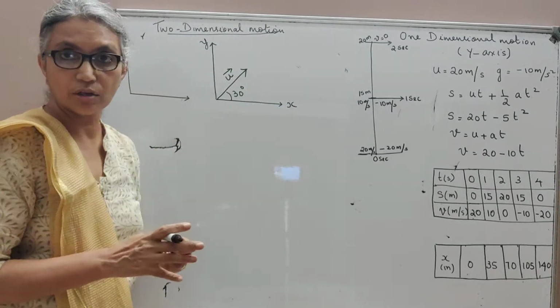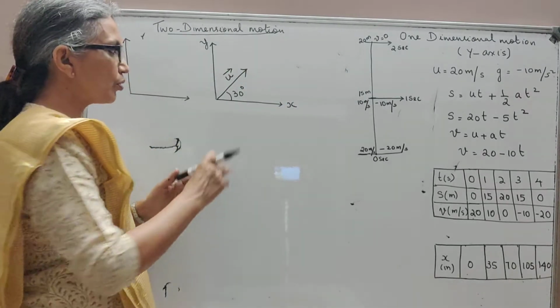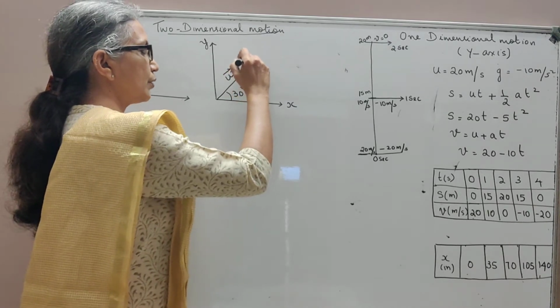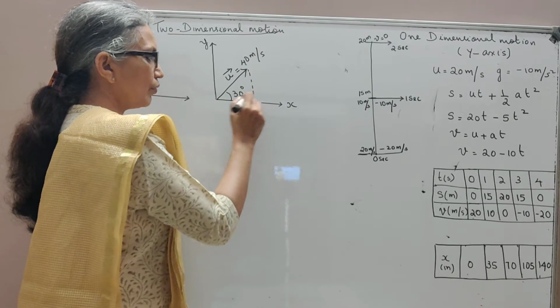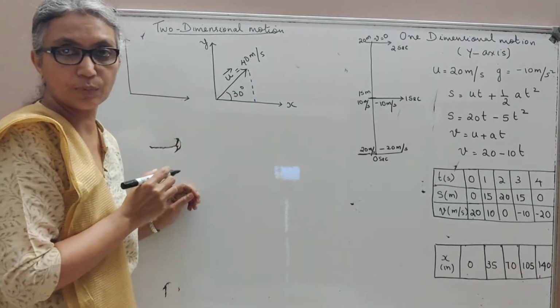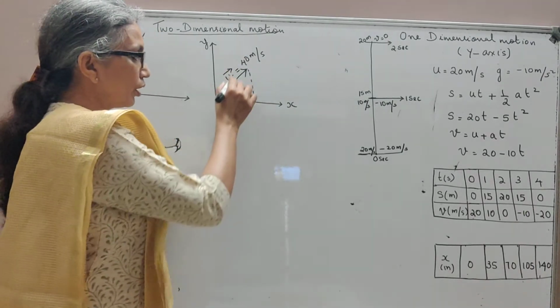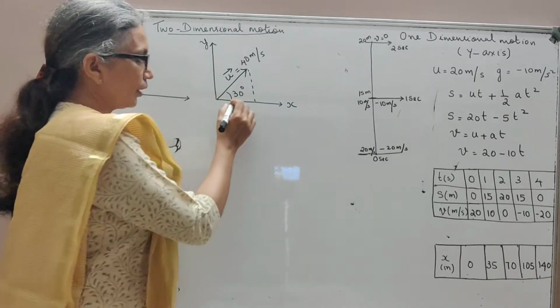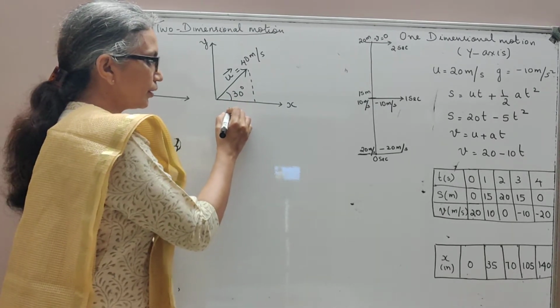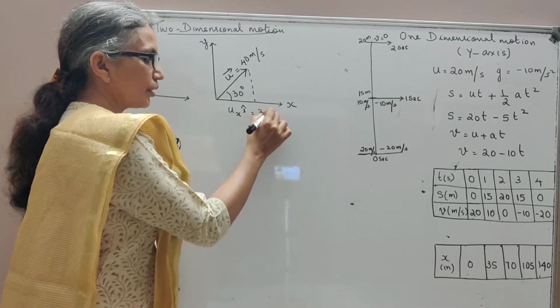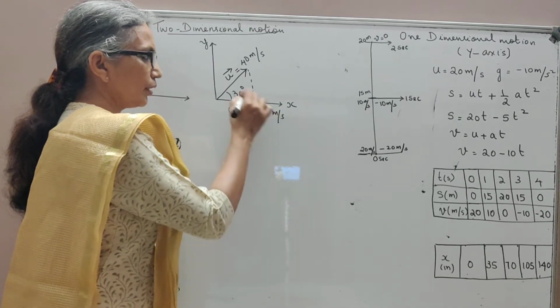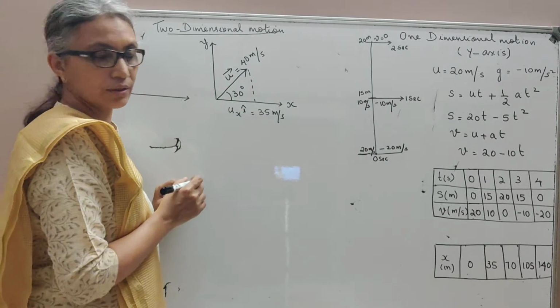Now already you know how to resolve the vectors. So if you resolve, for example, let me say this is 40 meter per second. In that case, this will be the adjacent side. I hope you know it is 40 cos 30, and you will get that this is ux along the i cap direction, which I am taking as 35 meter per second, because that is 40 cos 30.